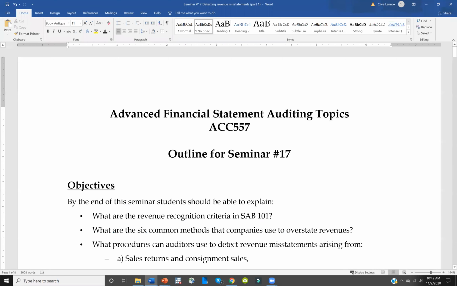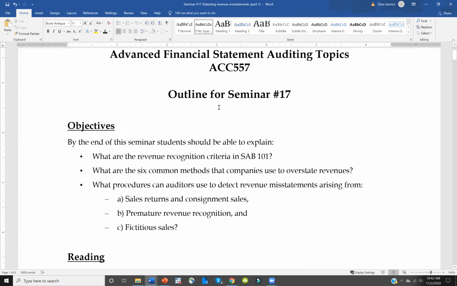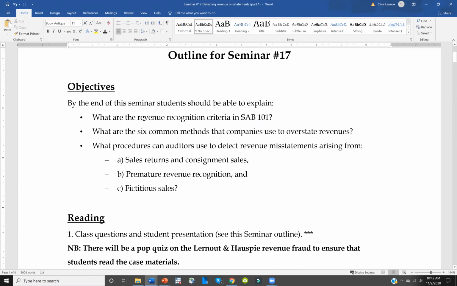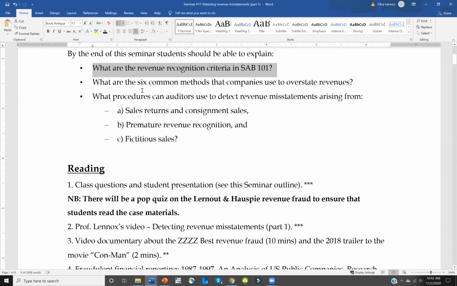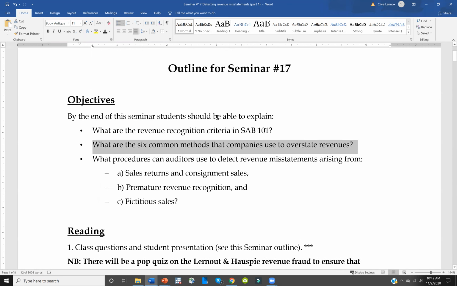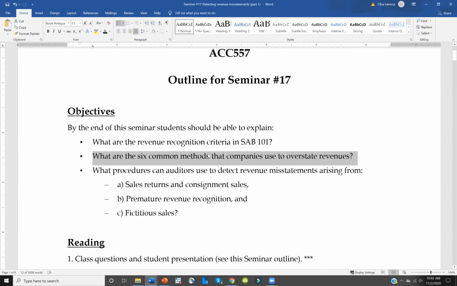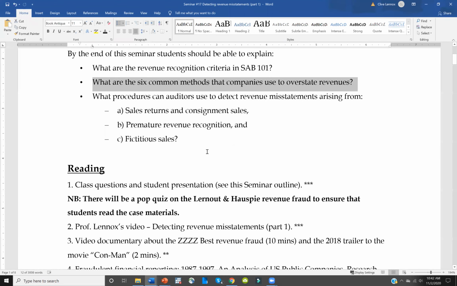In preparation for today's seminar, you should read through the outline. The objectives of the seminar are, first of all, you should know what the revenue recognition criteria in SAB 101 are. What are the 6 common methods that companies use to overstate revenues? We'll discuss the first 3 of those methods in seminar 17, and the other 3 we'll go over in seminar number 18. And the 3 methods that we'll talk about in seminar 17 involve sales returns and consignment sales, premature revenue recognition, and fictitious sales.